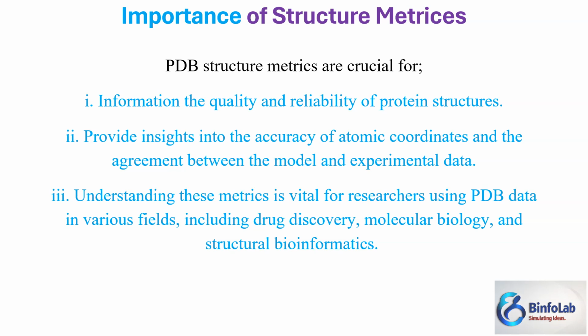And these loops are with a high B factor, or we call it beta factor or temperature factor. So that's why they are on the higher side. You should know about these metrics before selecting a protein, because these metrics will tell you the accuracy and the ability of the structure to be used in your research experiment.